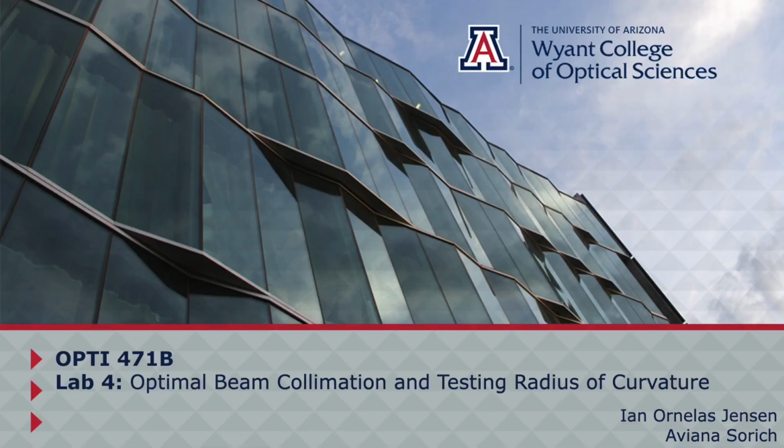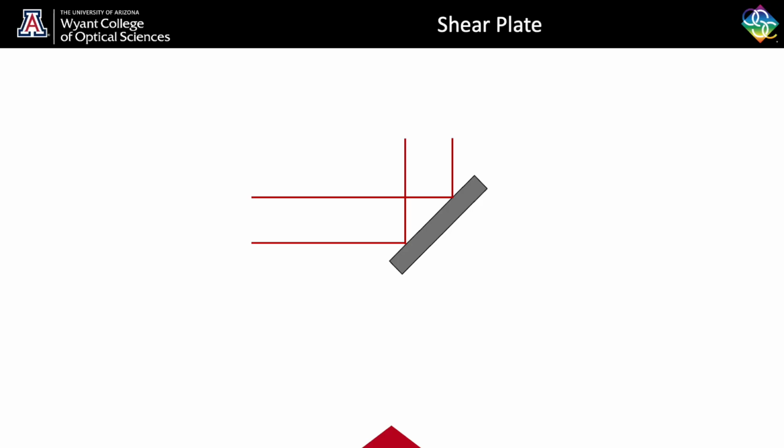And this is Lab 4, Optimal Beam Collimation and Testing Radius of Curvature. A shear plate works by interfering the front reflection with the back reflection of a glass plate. Fringes will depend on the wavefront of the incident beam. There are two main types of shear plate interferometers, wedged and non-wedged.